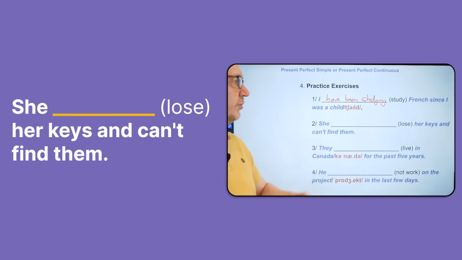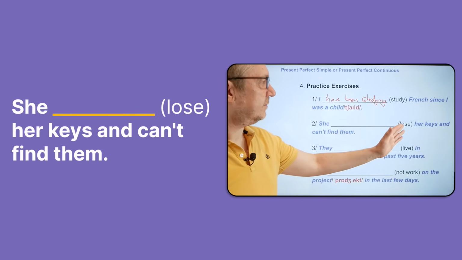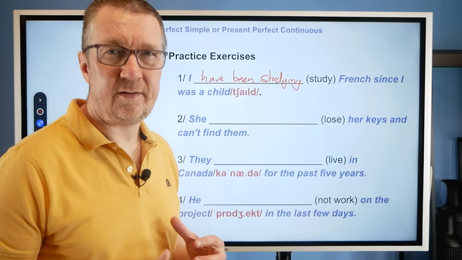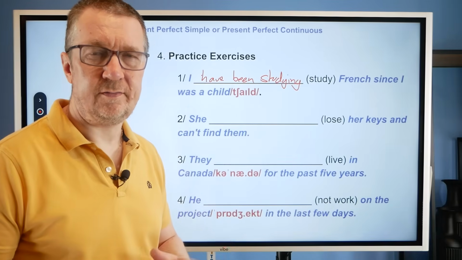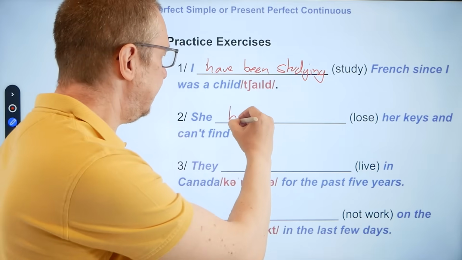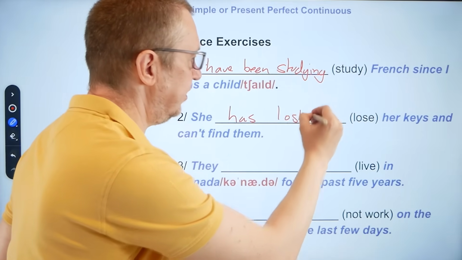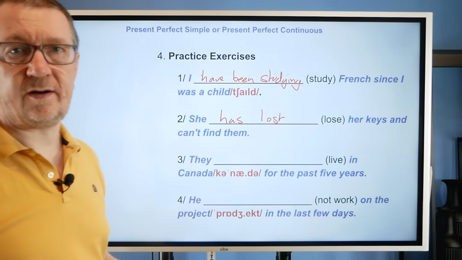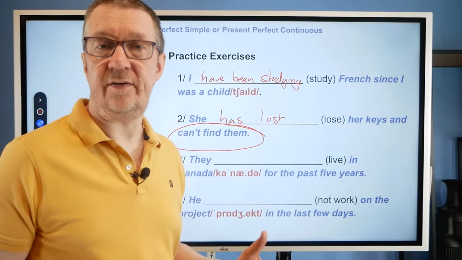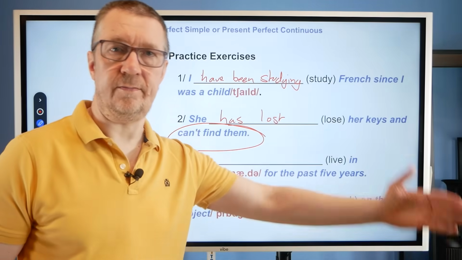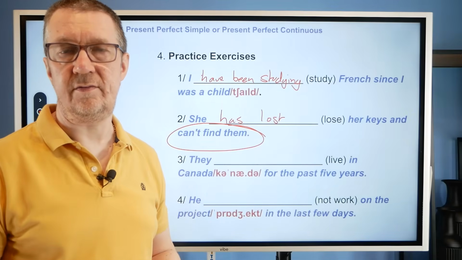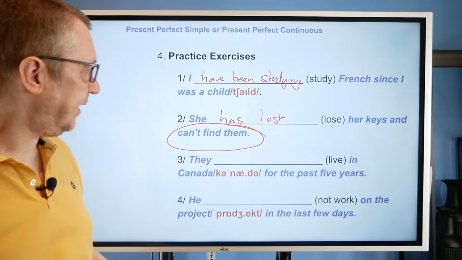Okay, number 2. "Her keys and can't find them." Now this one is pretty much a definite answer. There's no ability to change. Yes, you're right. She has lost her keys and can't find them, because it's about this result. She can't find her keys because she has lost them. That past event means that now she can't find them. The result.